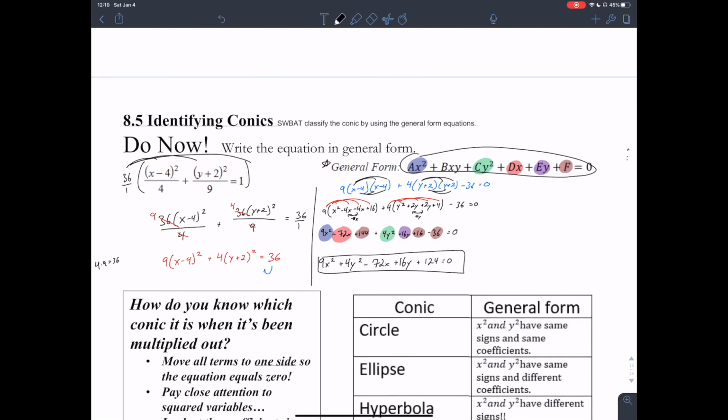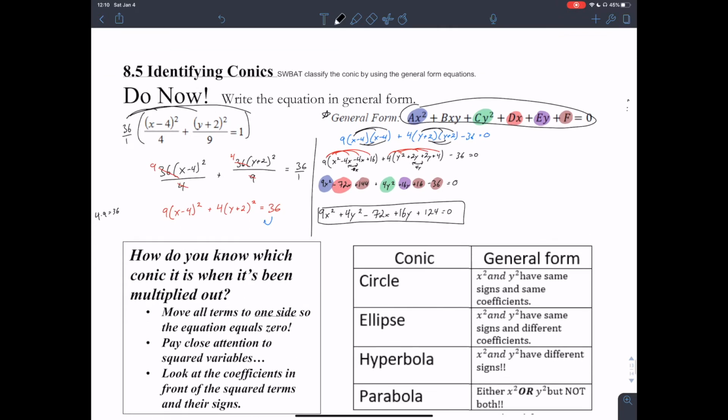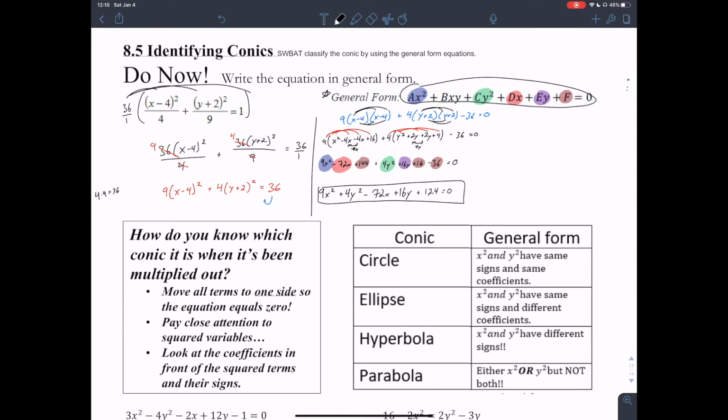And so look at this. Now, let's identify what this was. This is an ellipse. Why? Because notice, x and y have the same sign, in other words, positive, positive, but they have different coefficients, in other words, what they're being divided by. And so that tells me that this was an ellipse. Okay? And so now let's go ahead and identify some more.